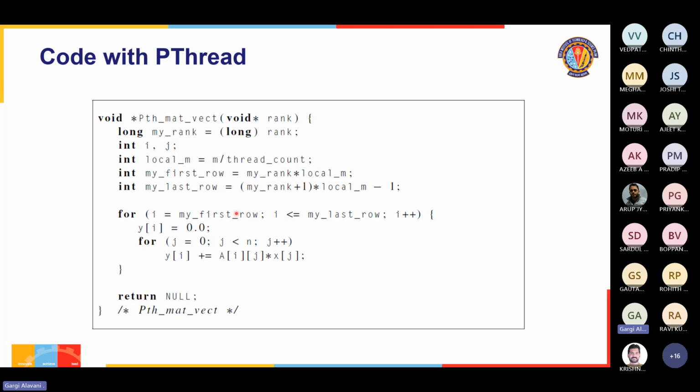So you have to start from the first row till the last row and increment your I, and each thread will then compute its y of I using the same for loop. Since y of I is shared, we need not return it, we can return a null. Is this clear? Any doubts here? How we have now designed the pthread function for this matrix vector multiplication?